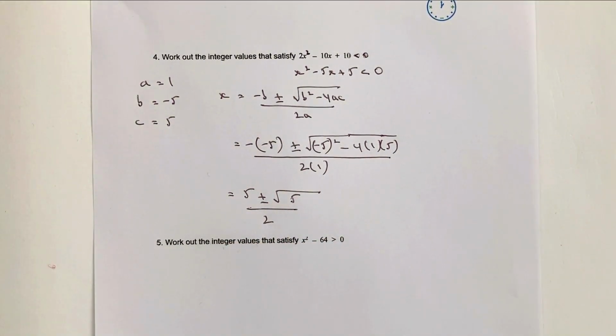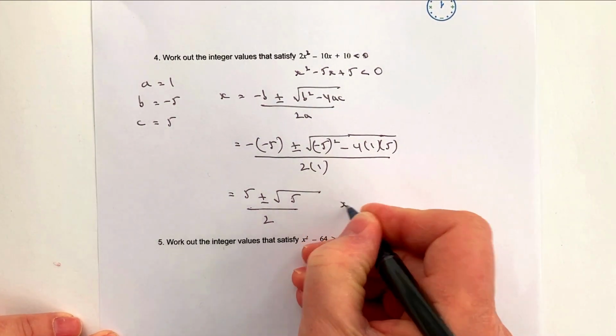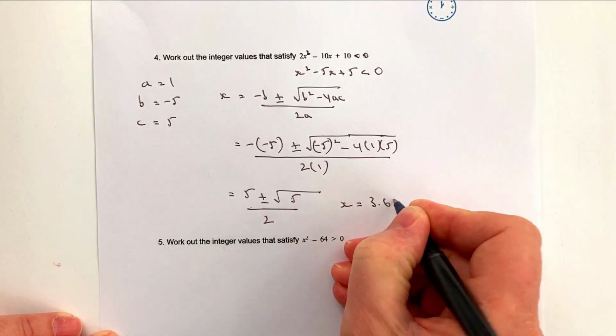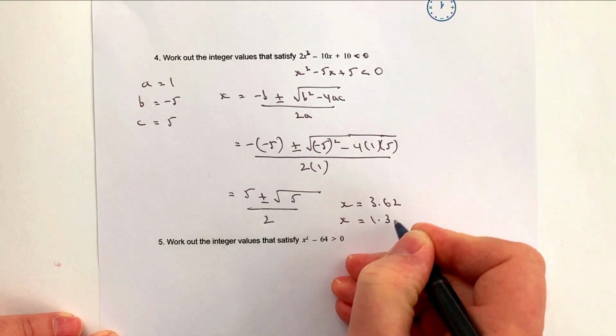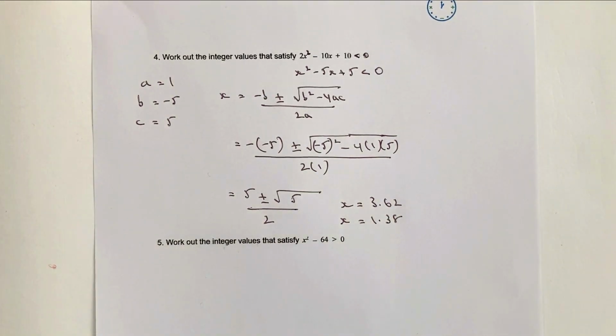So now I've got two values of x. I've got one value of 5 plus the square root of 5 over 2, and one of 5 minus the square root of 5 over 2. So therefore I've got x equals 3.62, to 2 decimal places, and x equals 1.38, again to 2 decimal places. Now remember again, that's where it crosses the x-axis.